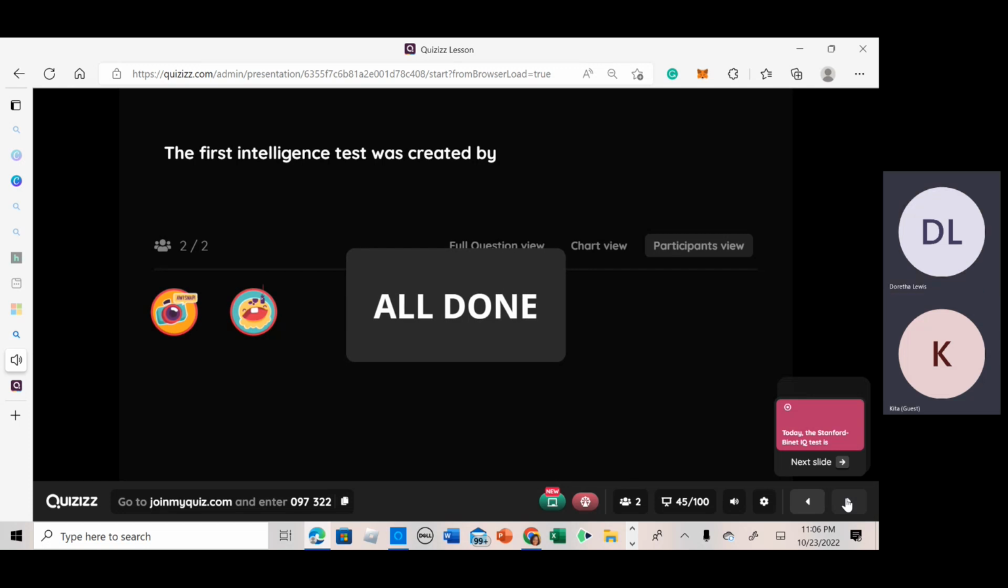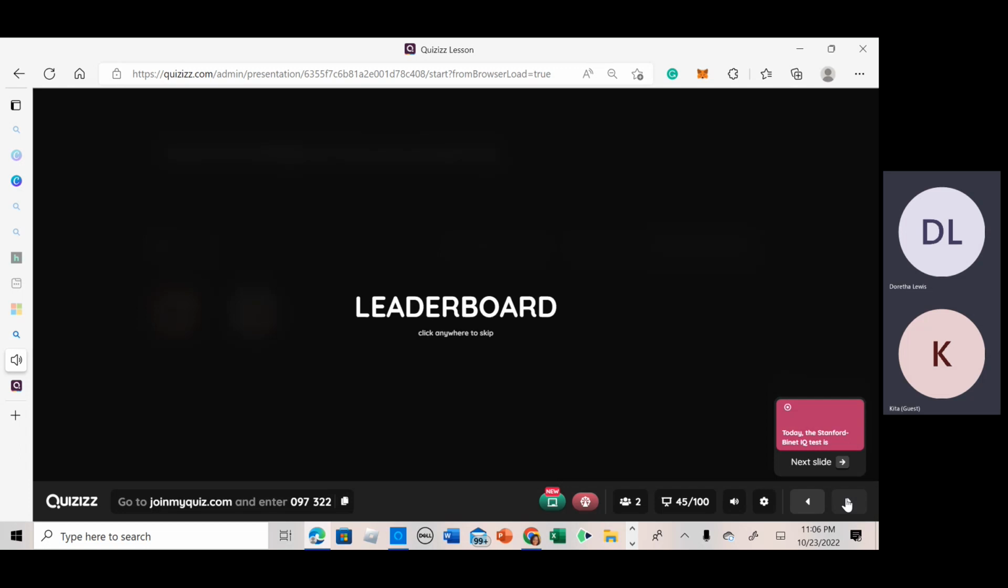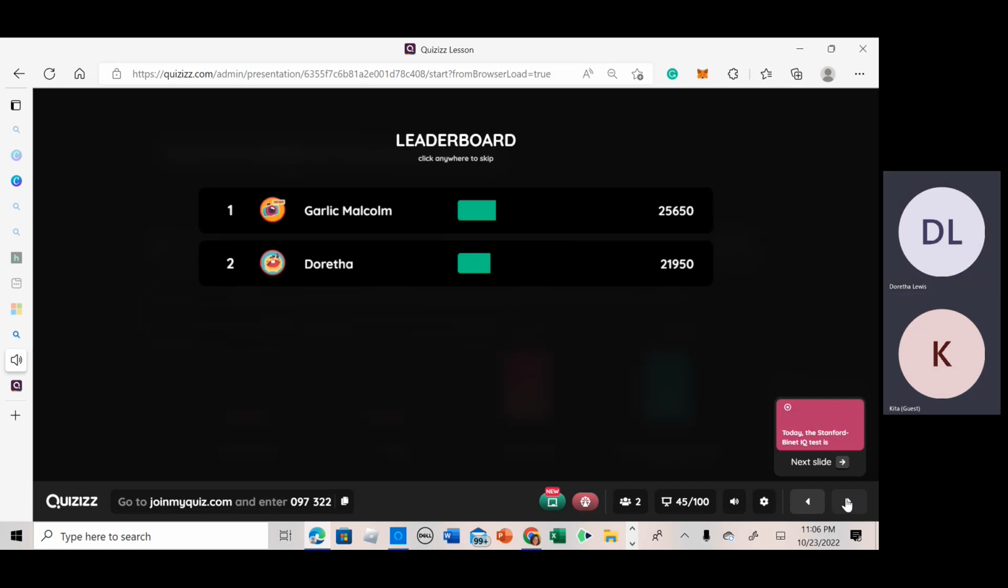The first intelligence test was created by D, Alfred Binet and Theodore Simon.